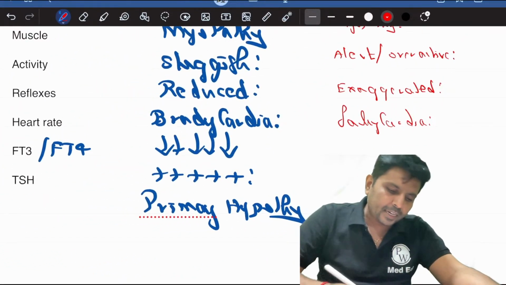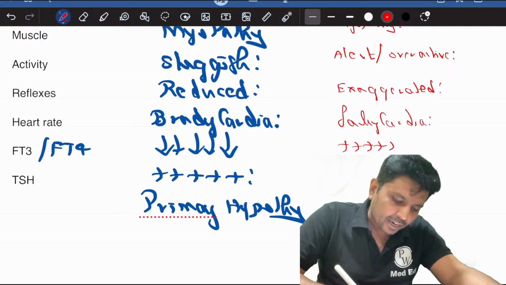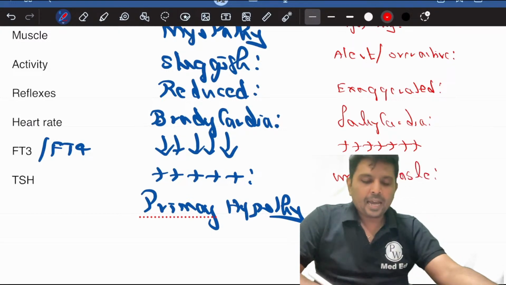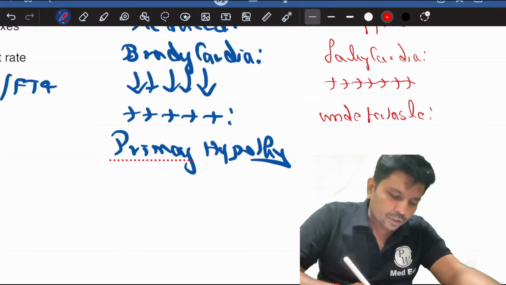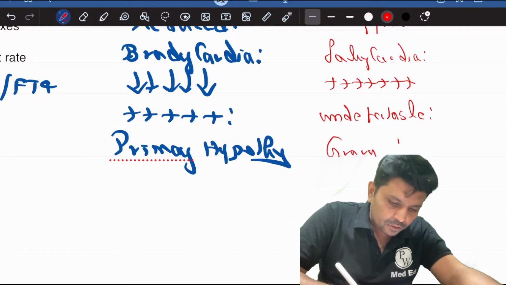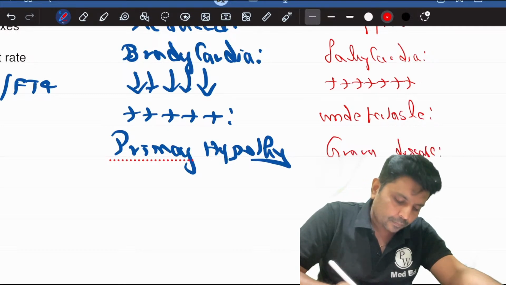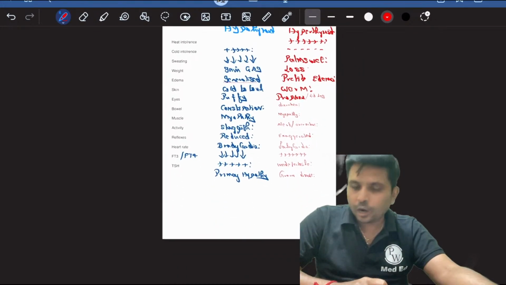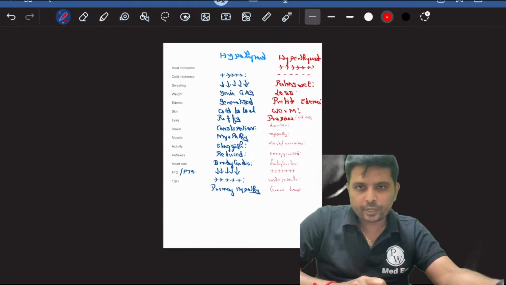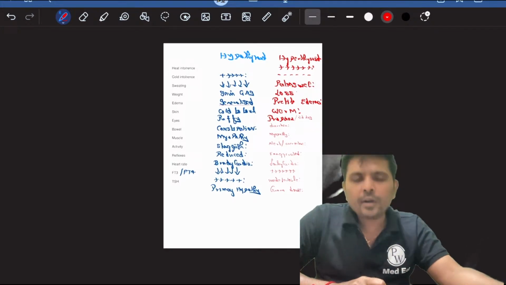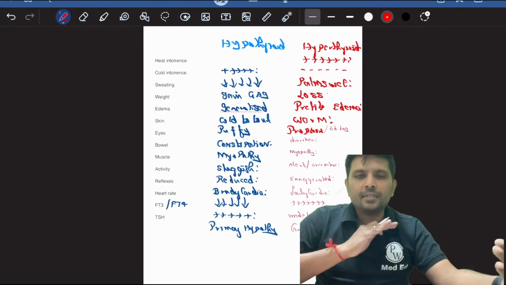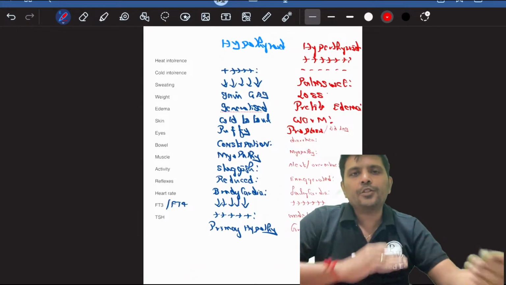And then what about free T4? Free T4 will be very high, whereas TSH will be undetectable. As I told you already, the most common cause is Graves' disease. So these are all the salient manifestations of hypo and hyperthyroidism. Whether it is a newborn or a child or an adolescent or an adult, this is the same for both, for any age group.